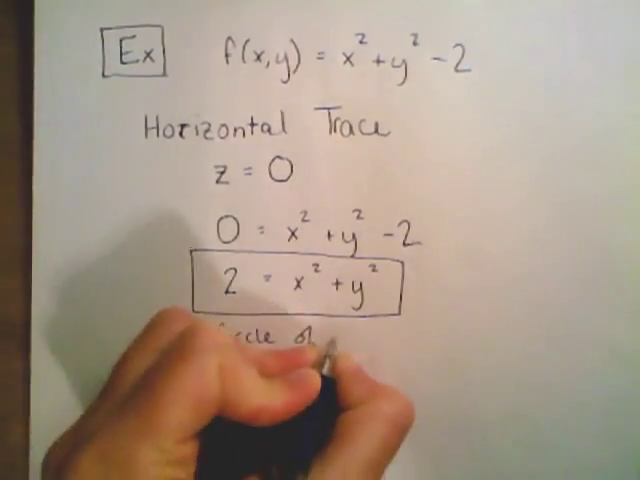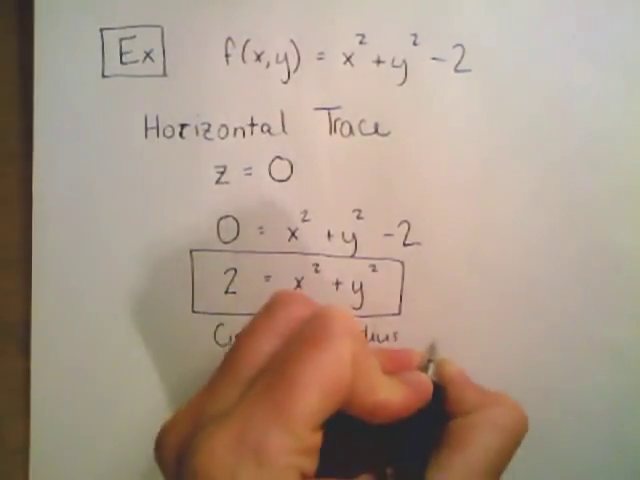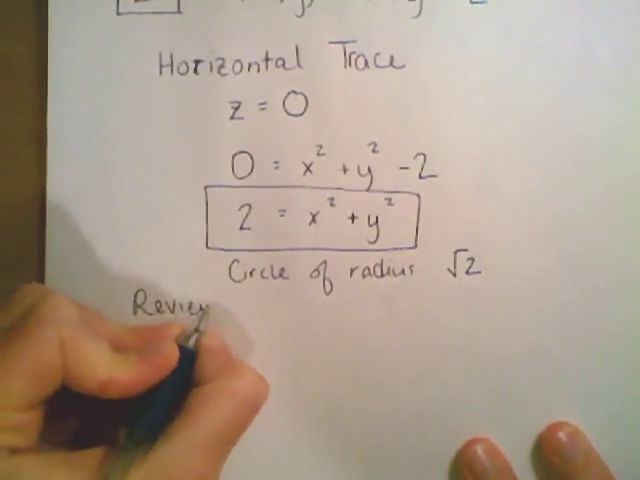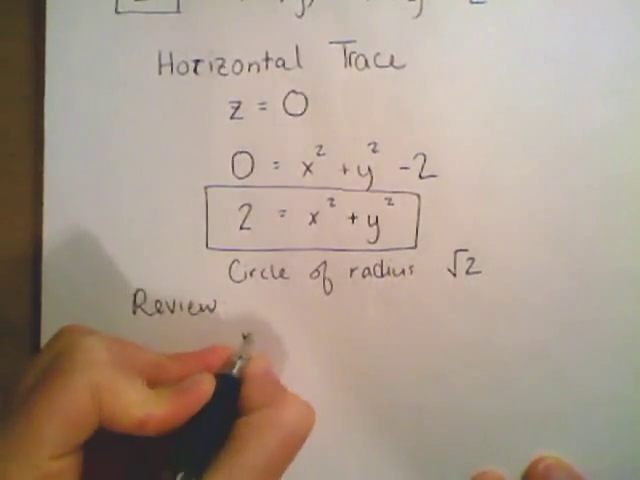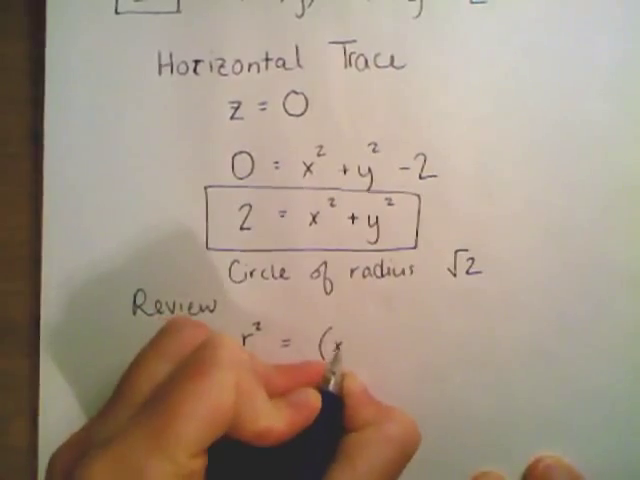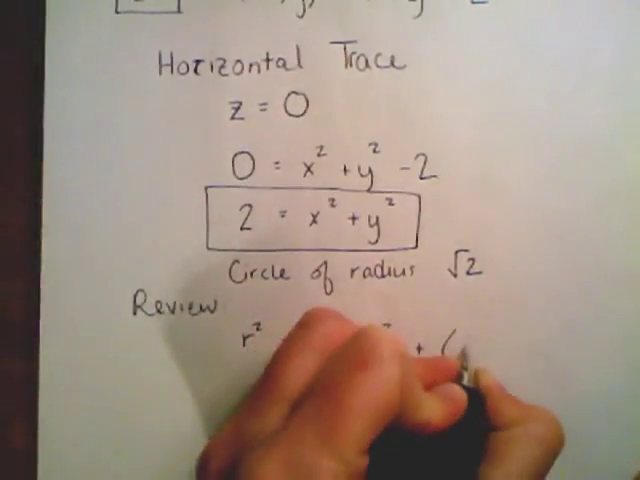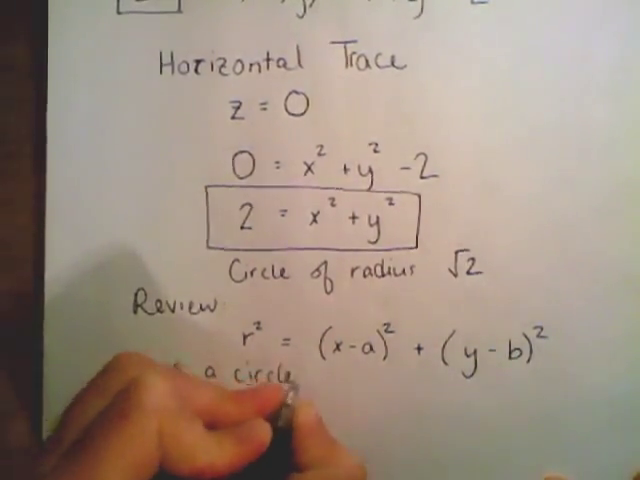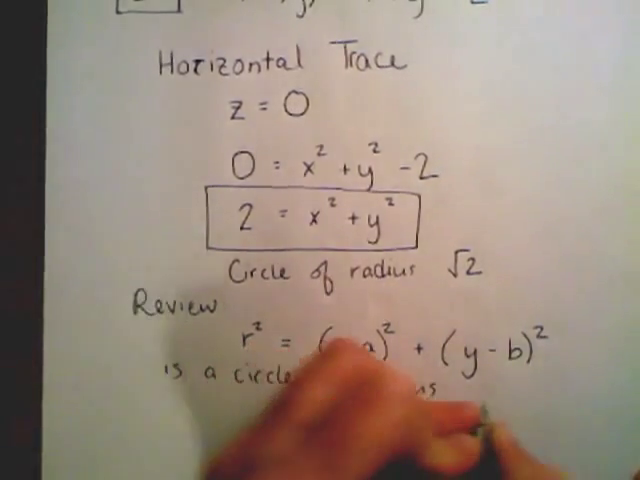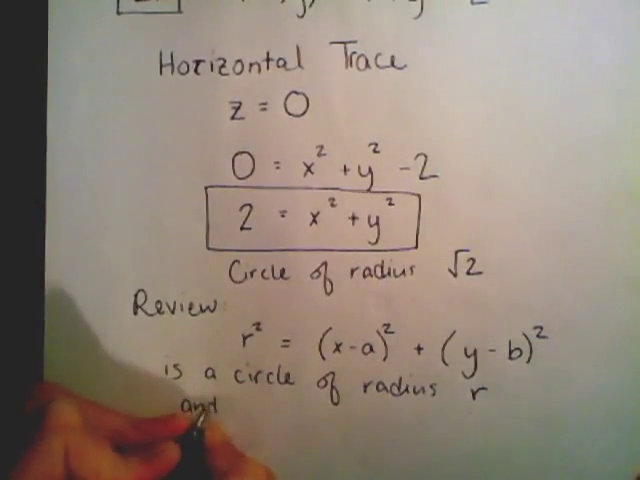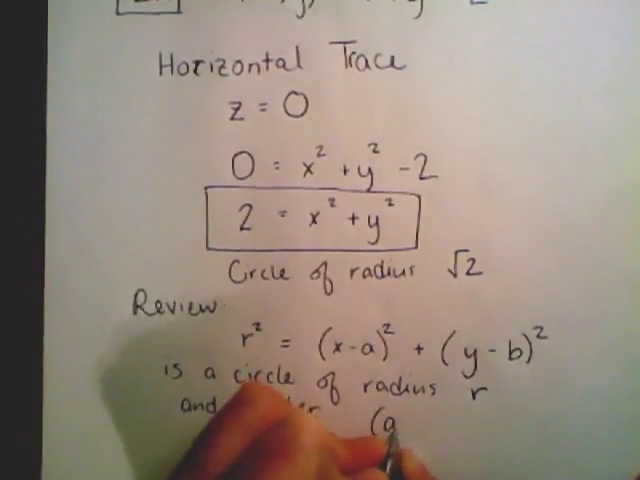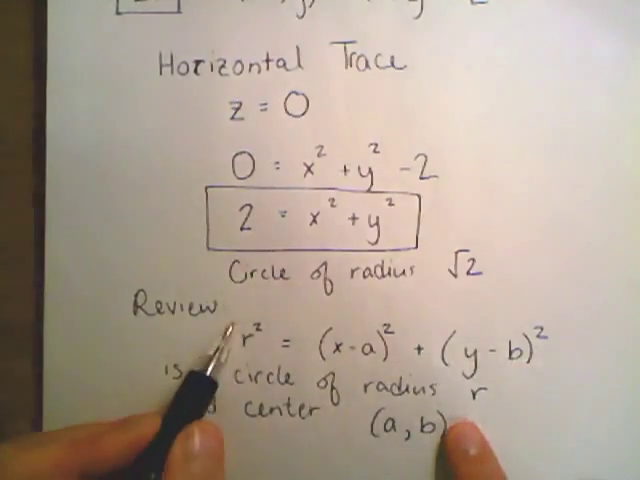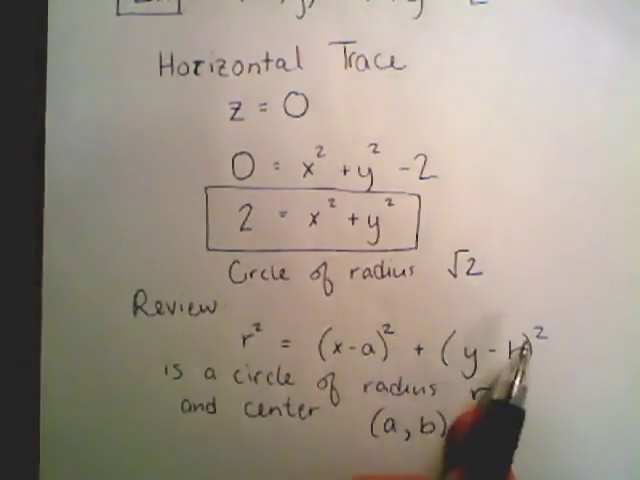You may or may not recall, we could plot a bunch of points to find out what this looks like, but this is a circle of radius square root 2. And I'm going to have this as an aside. It should be a review for you, but it's something I expect you to know for this course, that in general, r squared equals x minus a, quantity squared, plus y minus b, quantity squared, is a circle of radius r and center at the point a, b.